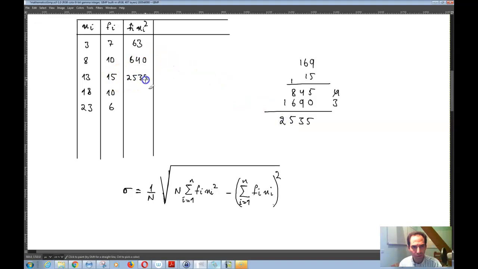Again, 18 squared is equal to what? 18 squared is equal to 324. So 18 squared is equal to 324. We are going to need this. So 324 times 10 is equal to 3240.